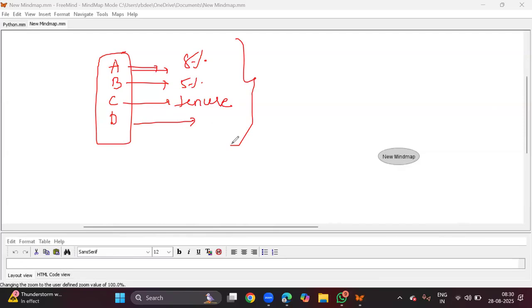Somehow he is going to give the loan, but the conditions will be different for every customer. Okay, 8% interest you have to take the loan. Maybe you have to complete the loan in 3 years or 4 years or 25 months like that. This is how it is going to work.